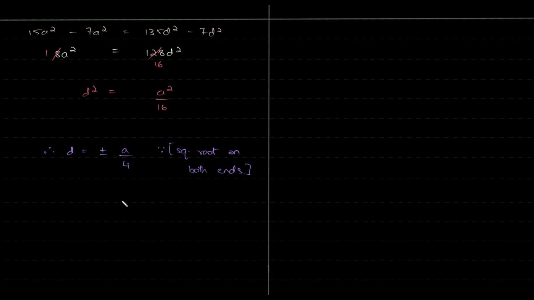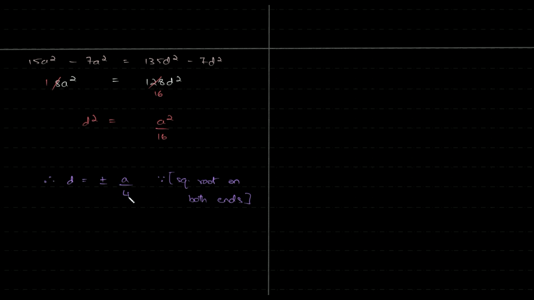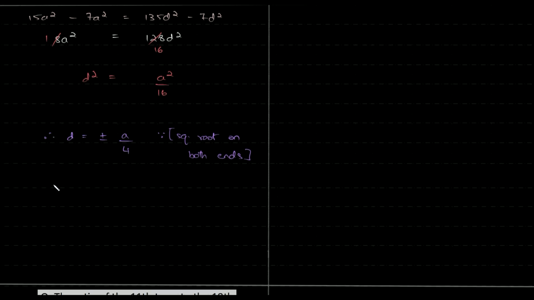Now we have the d value by substituting a. Therefore d is equal to plus or minus 2 because a is equal to 8. Whenever we take a square root, we get plus or minus values, and d can be anything, so we have to consider both. If it was n, then you could have neglected the negative value.